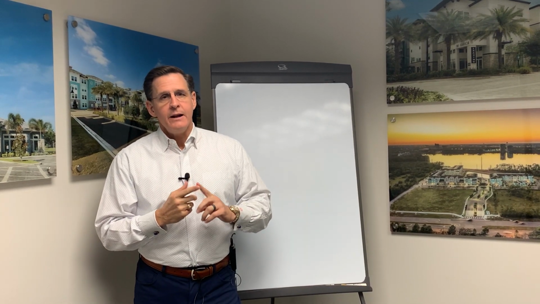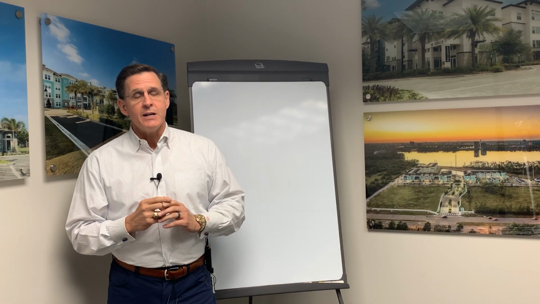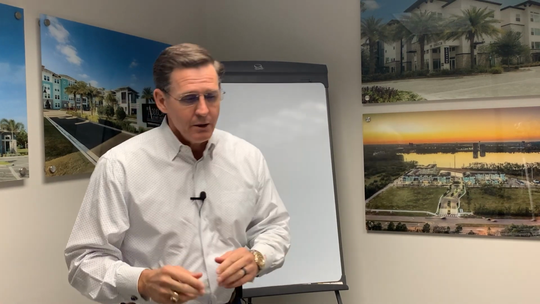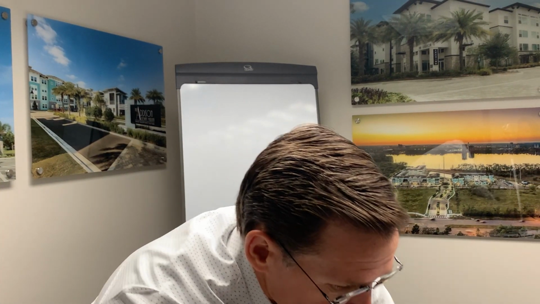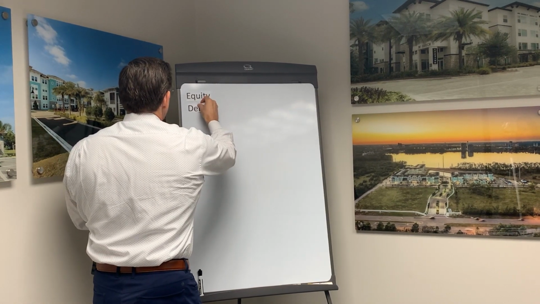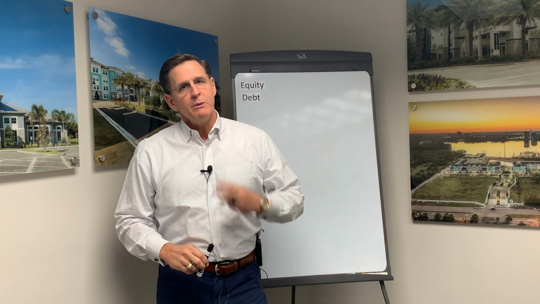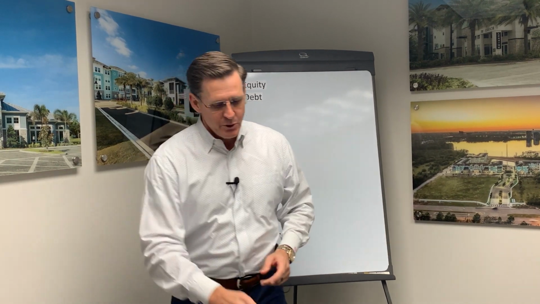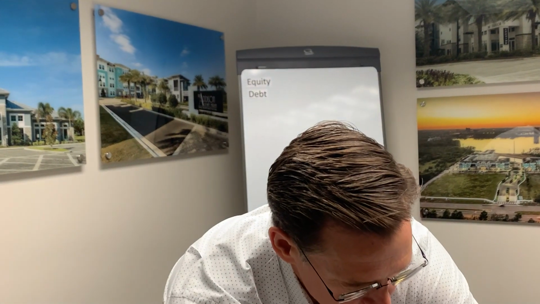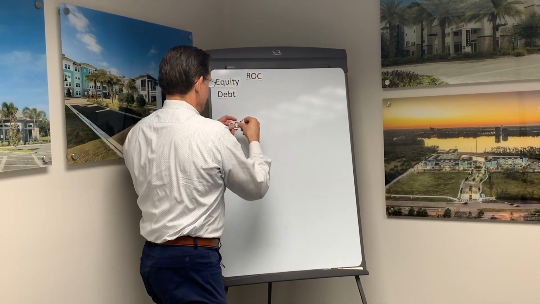That's debt and equity. There's a couple different flavors of debt and a couple different flavors of equity, but at the end of the day, it just comes down to those two forms of financing. So we've got equity and we've got debt. When we evaluate an apartment deal, there's three metrics that we look at. We look at the return on cost, return on equity, and internal rate of return.